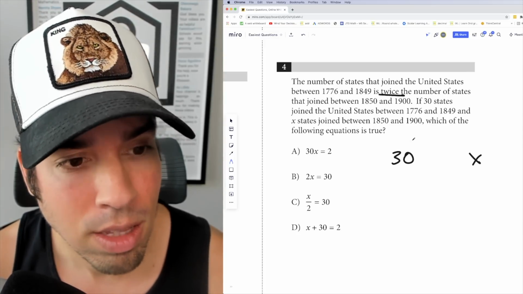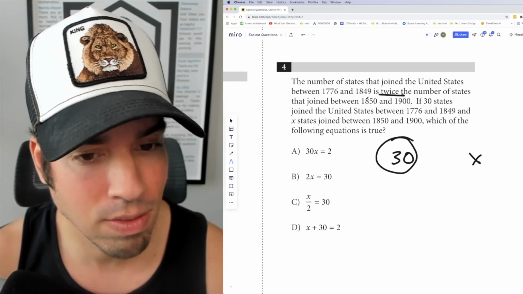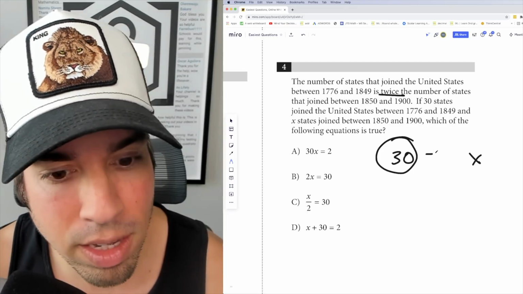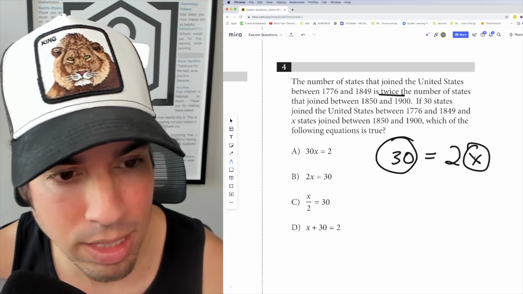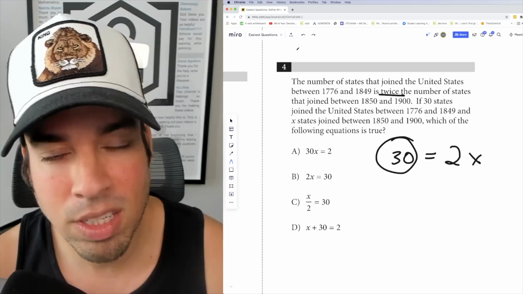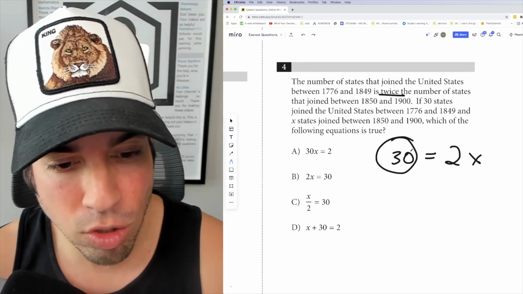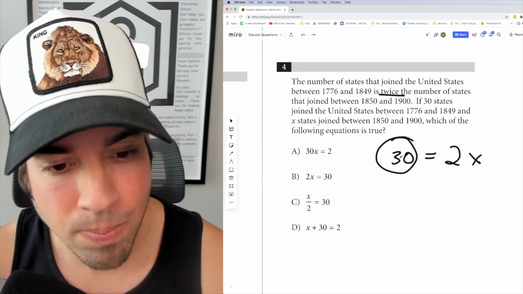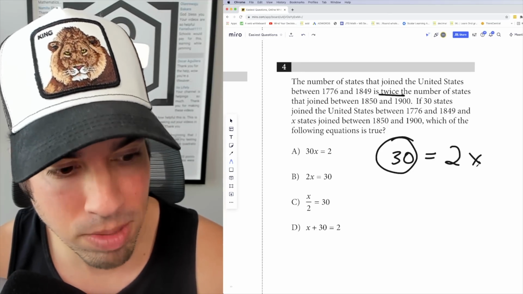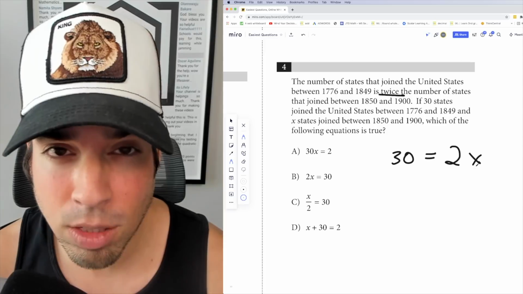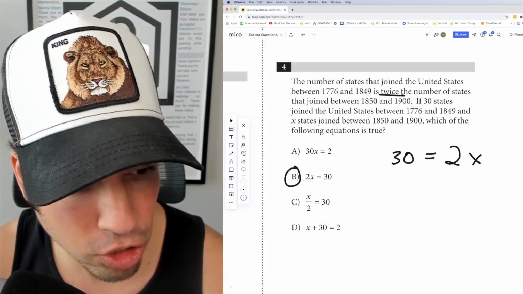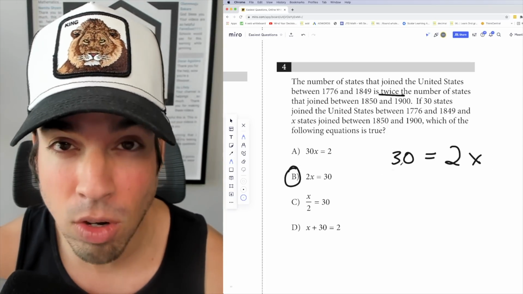So it's saying this number between 1776 and 1849 is twice the number of states that joined between 1850 and 1900. You see, I've just merely expressed that in an equation. This is equal. 30 is 2 times x. Now we can solve for x, but we don't need to. So the equation that is exactly what we stated here is B. It's just they flip the sides. That doesn't matter. All good.